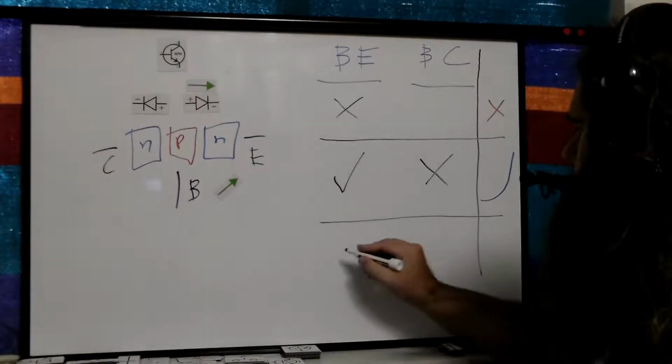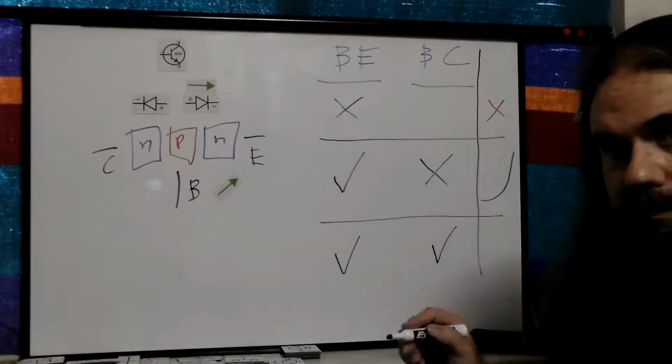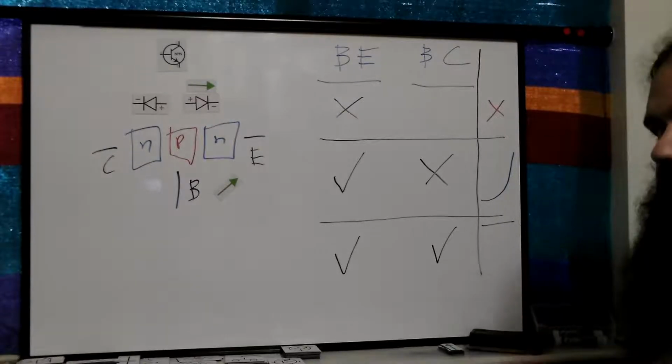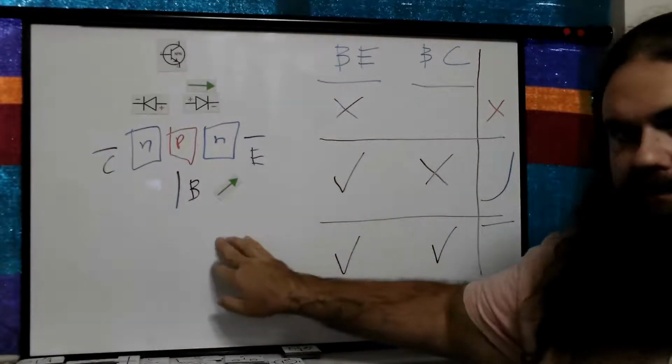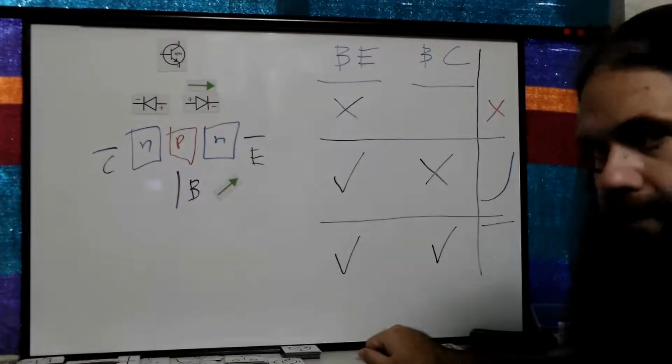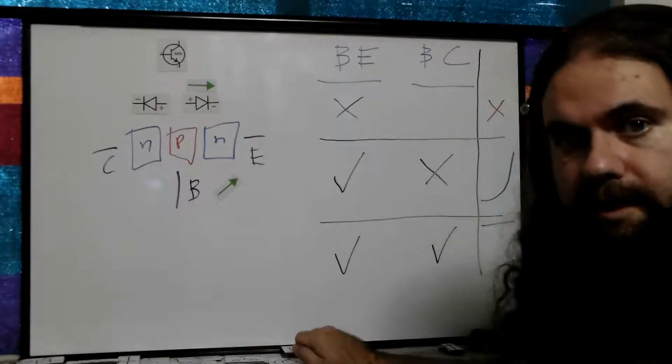If base to emitter is forward biased and base to collector is forward biased, saturation, it just lets it through. Don't worry about fancy tables, don't worry about anything. It's just each junction is forward biased or not forward biased. And you can find the voltages in your spec sheet or turn it on and measure them.